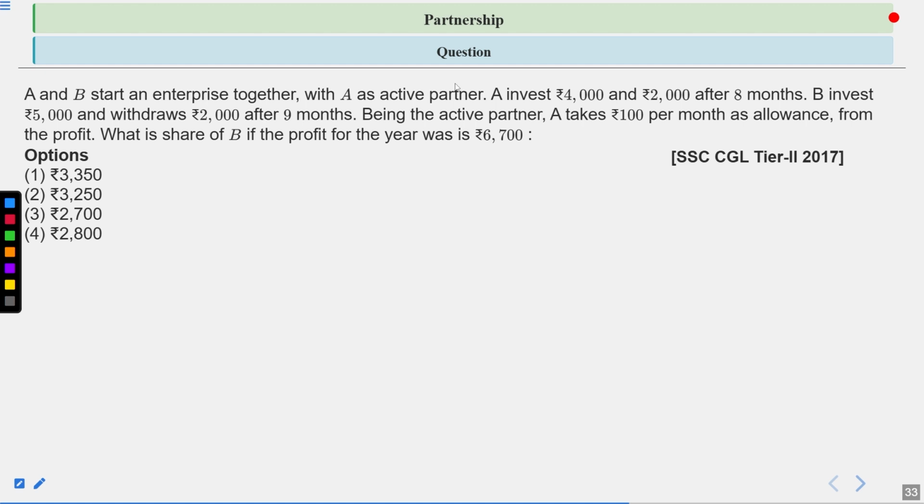So there are four options. First one is 3,350. Second is 3,250. Third one is 2,700 rupees. And fourth one is 2,800 rupees. Now you have 10 seconds to analyze the question. Your time starts now. Now time's up. Let's see the solution of this question.